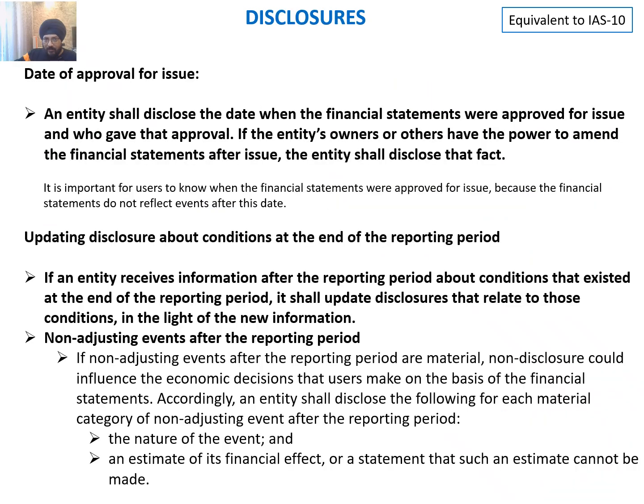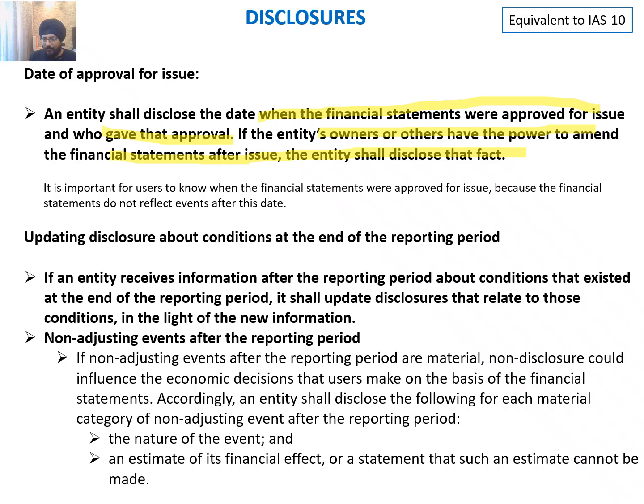Now we'll quickly talk about the disclosures. We know that disclosures are required for two sets of events, which are adjusting events and non-adjusting events. On the date of approval for issue, an entity shall disclose the date when the financial statements were approved for issue and who gave that approval. If the entity's owners or others have the power to amend the financial statements after issue, the entity shall disclose that fact.